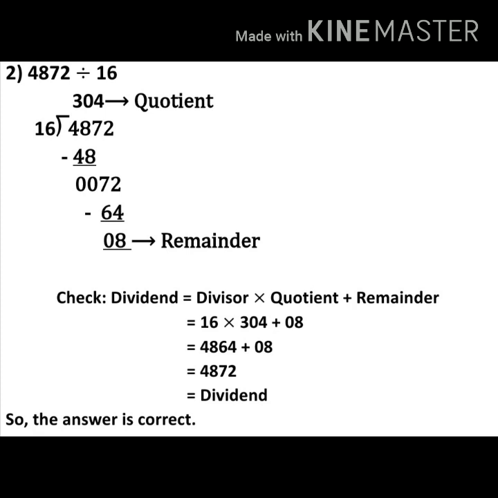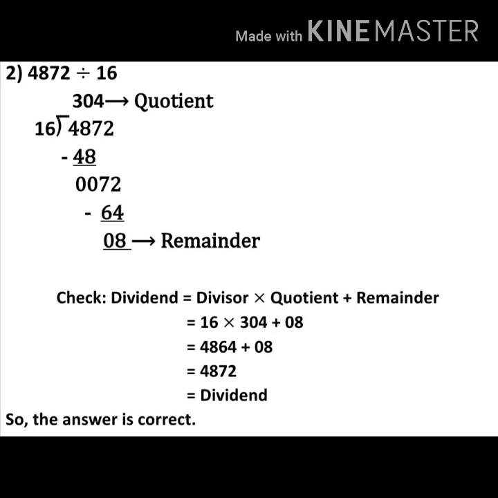Now we have to verify this division by using the formula: dividend is equal to divisor multiply quotient plus remainder. Now we have to substitute these values. Here divisor is 16, quotient is 304 and remainder is 8. After substituting the values, we will get 16 multiply 304 plus 8.